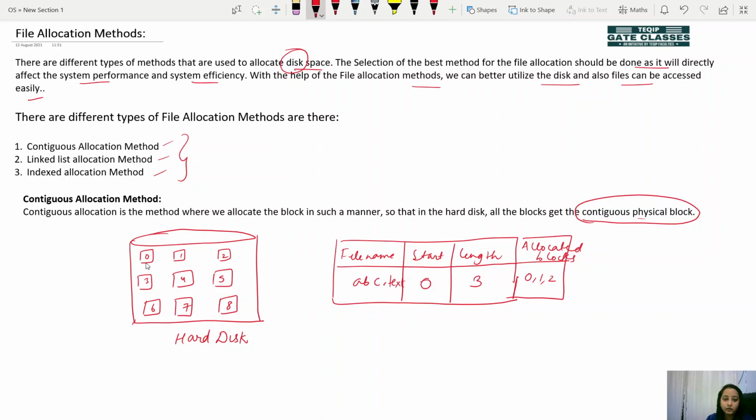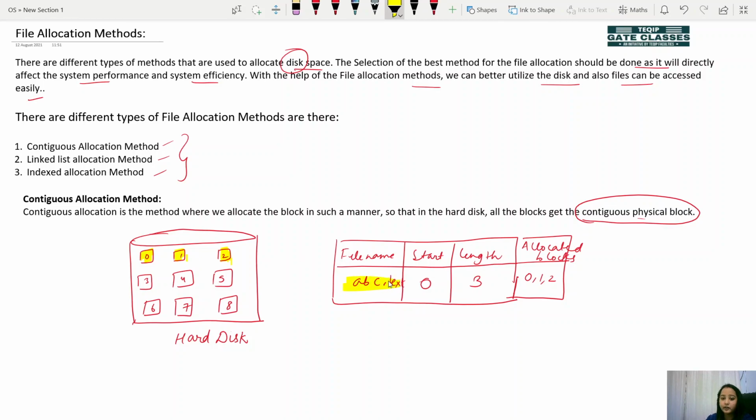Suppose it is the first block, 0, 1, 2. I can't allocate like 0, 4, 8. I have to allocate the blocks in a contiguous manner. After 0, 1 should be there. After 1, 2 should be there. In a contiguous manner, I have to allocate the blocks for the particular file. But there should be space in the hard disk. So there should be a condition that there is empty space in a contiguous manner. That's why it is called the contiguous allocation method.